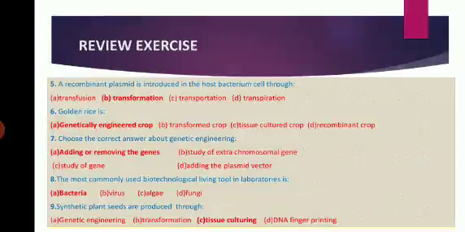Now moving towards MCQ number 8: the most commonly used biotechnological living tool in laboratories is bacteria, virus, algae or fungi? The most commonly used is bacteria, option number 1. Number 9: synthetic plant seeds are produced through genetic engineering, transformation, tissue culturing or DNA fingerprinting? The right option is option number 3, that is tissue culturing.